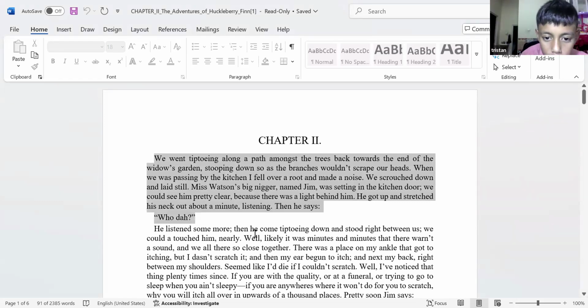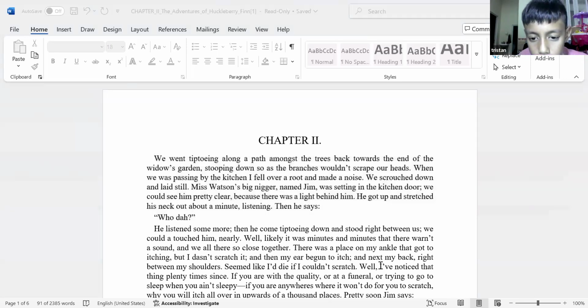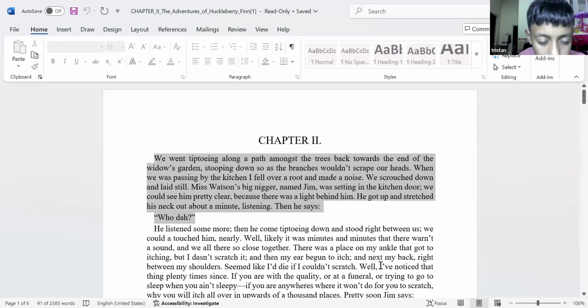We went tiptoeing along the path amongst the trees back towards the end of the widow's garden, stooping down so as the branches wouldn't scrape our heads. When we was passing by the kitchen, I fell over a root and made a noise. We crouched down and lay still. Miss Watson's big Jim was sitting in the kitchen door. We could see him pretty clear, 'cause there was a light behind him. He got up and stretched his neck out about a minute listening. Then he says, "Hey!"